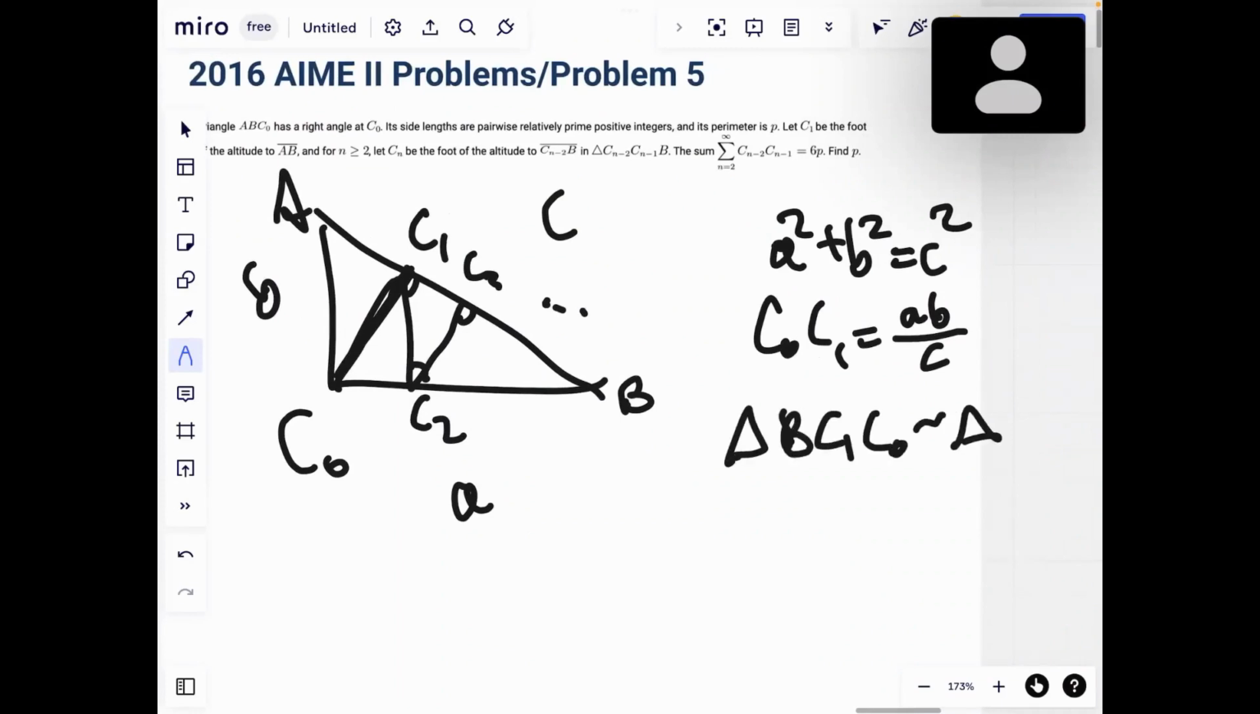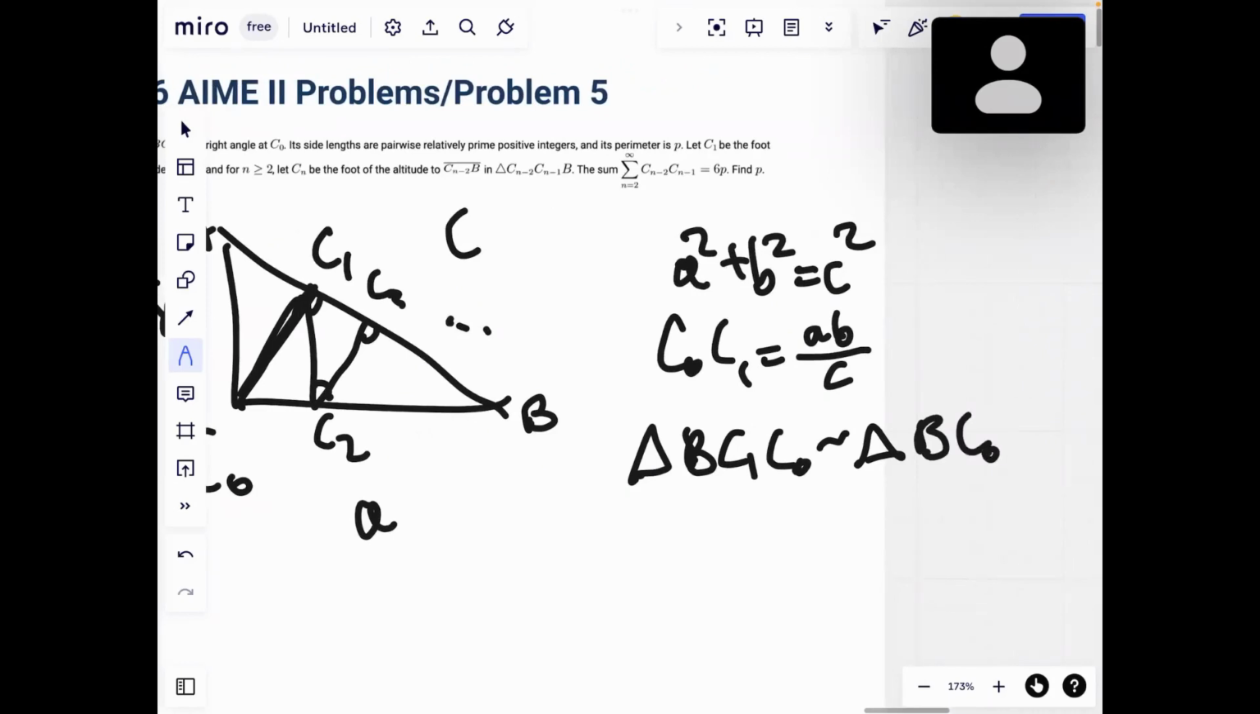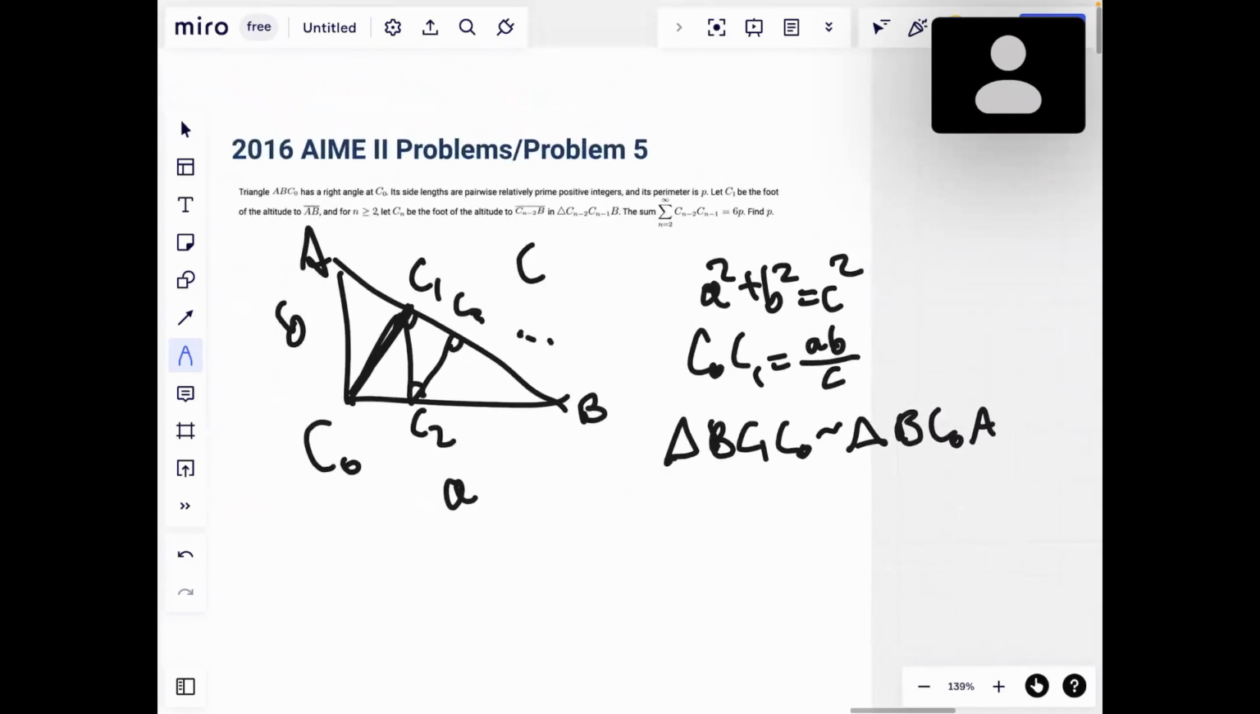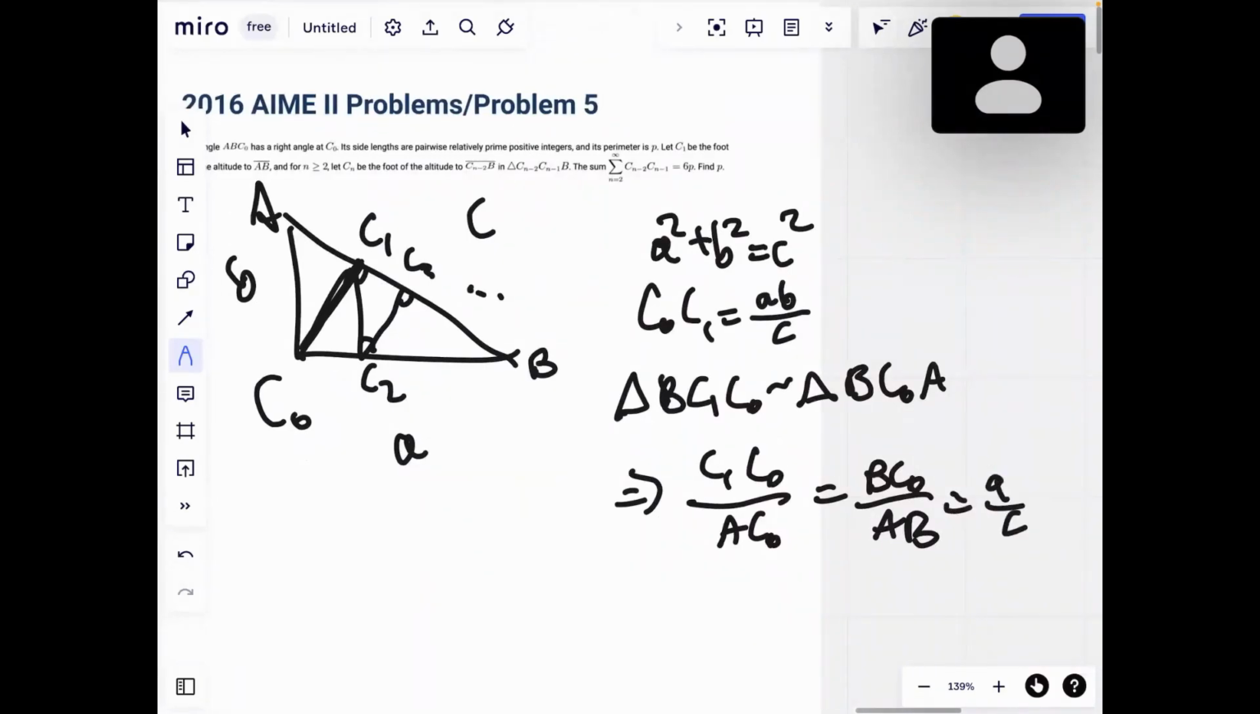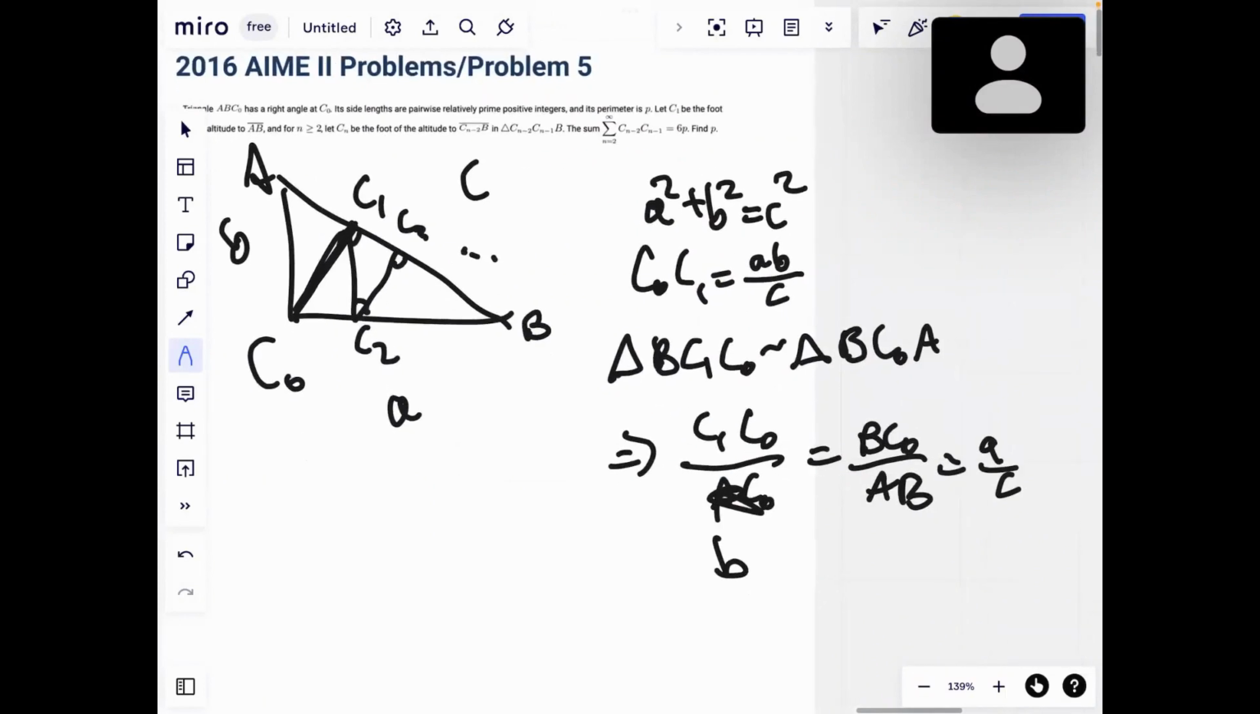BC0A, that means that C1C0 over AC0 should equal BC0 over AB. And BC0 over AB is equal to a over c, while C1C0 over AC0, this is just b. So C1C0, or sorry, yeah, okay. Wait. I wrote the wrong relationship. I'm sorry.